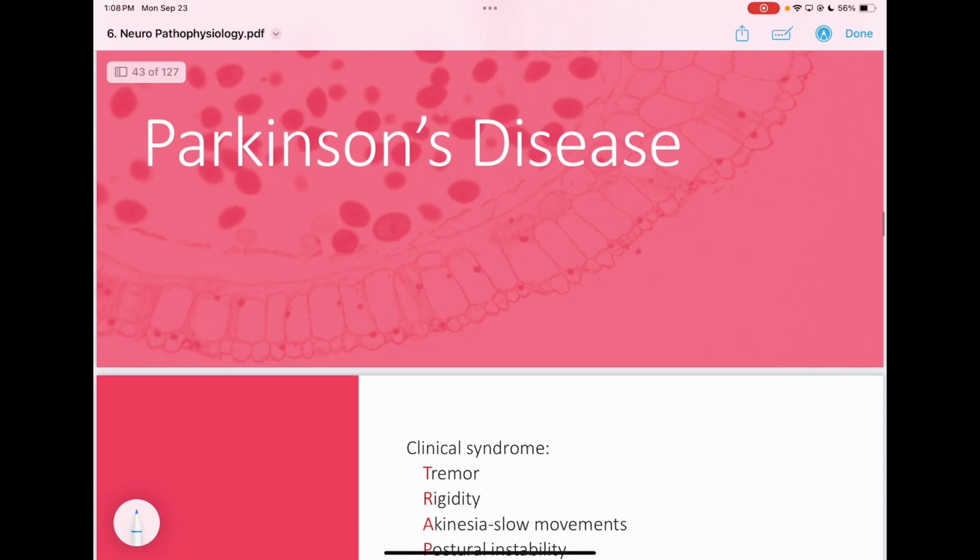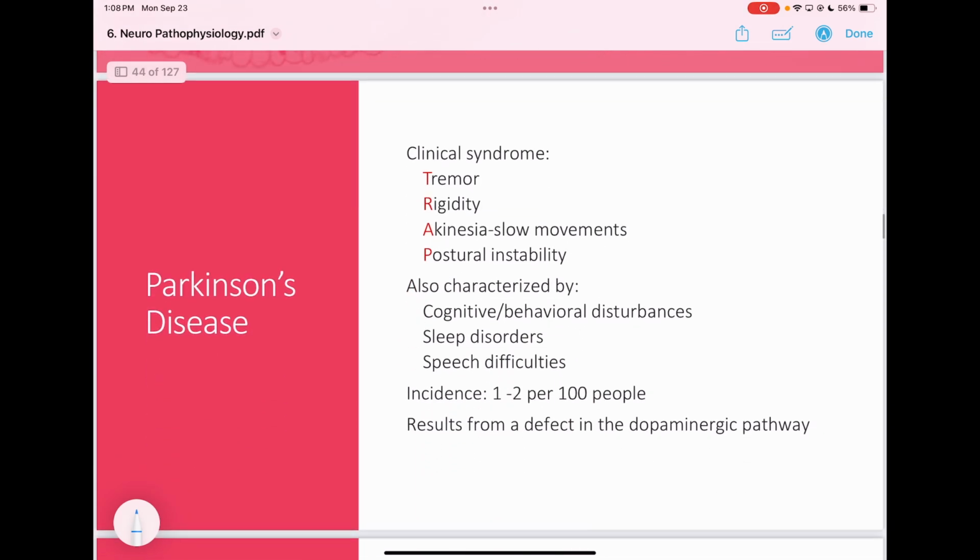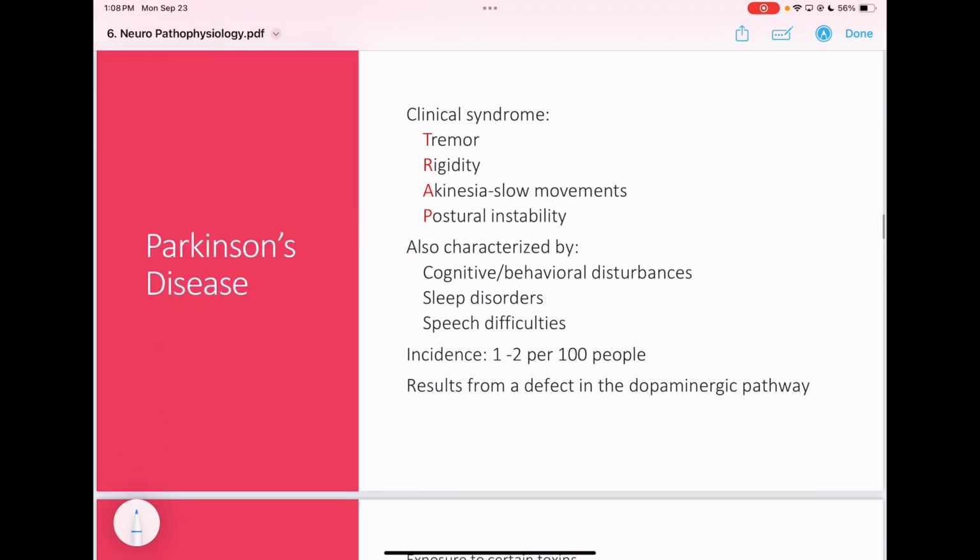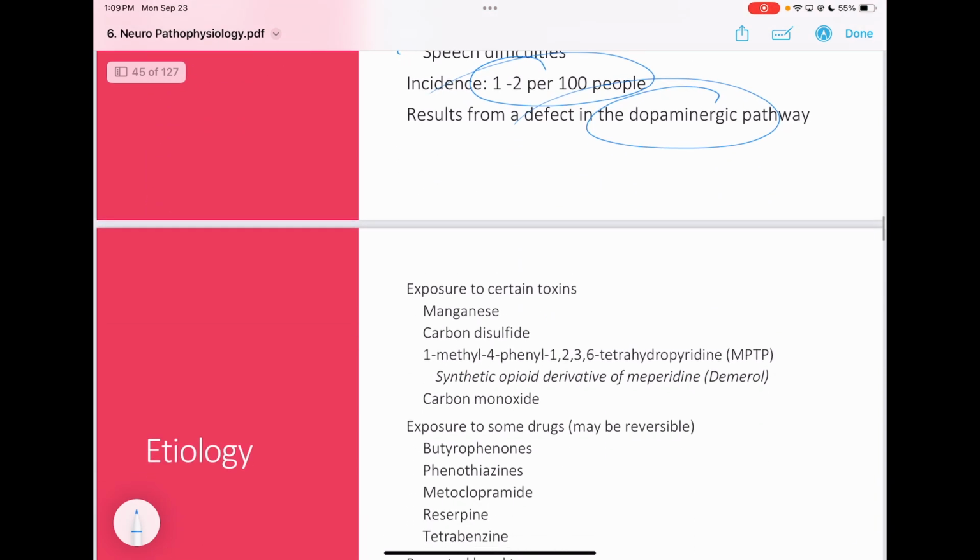Moving on to Parkinson's disease. So the clinical syndrome for Parkinson's is this word right here, TRAP. Just remember TRAP: tremor, rigidity, akinesia, postural instability. Those are the four main symptoms for Parkinson's. It's also characterized by cognitive problems, some sleeping issues, and speech. It affects 1 to 2 per 100 people, and the issue is that dopamine is the issue with Parkinson's.